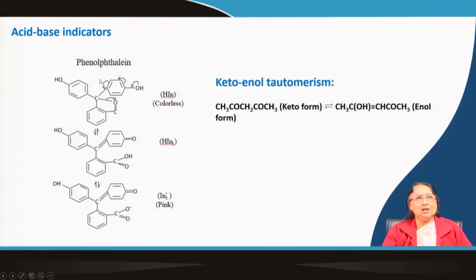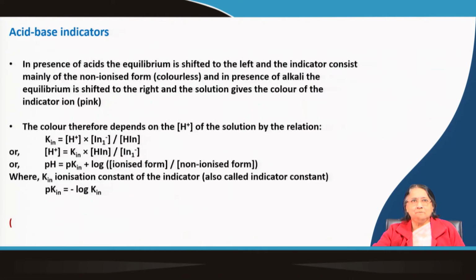So, this is the mechanism. In acid solution it will have this structure, and when you add alkali slowly it will be converted into this structure, same compound, but two different structures, and they are nothing but tautomers. So, here it is colorless in acidic condition, here it is pink in alkaline condition. This is an acid base indicator.